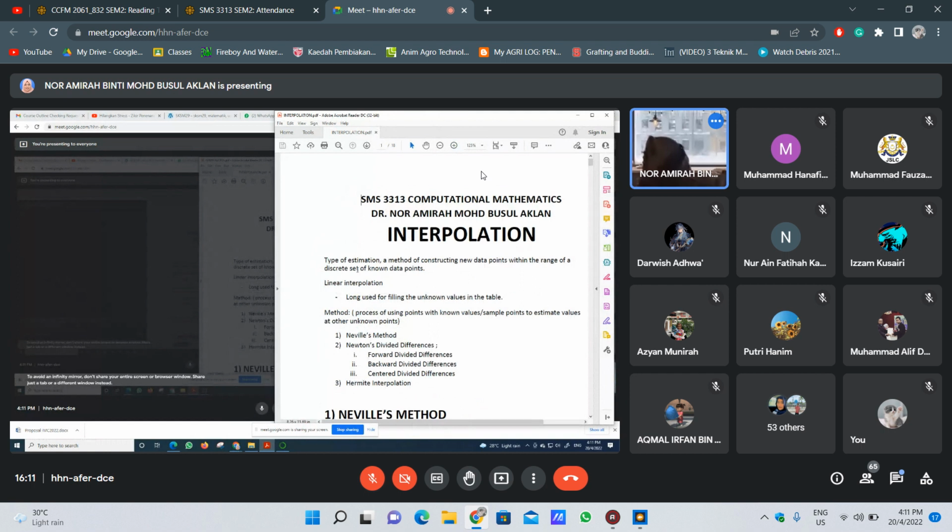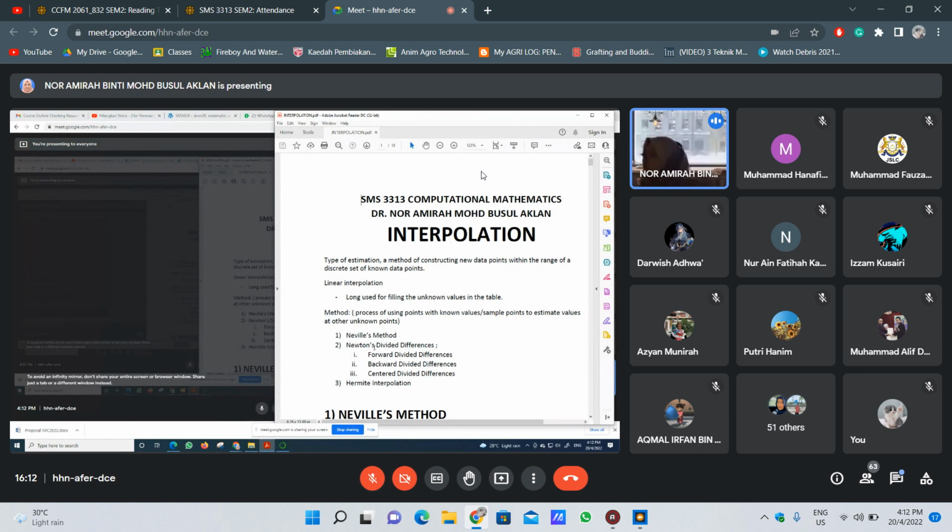Okay, dah. So, interpolation is actually a type of estimation, a method of constructing new data points within the range of a discrete set of known data points. Okay, so we learn about linear interpolation, to fill in the unknown values in the table. So it is the process of using points with known values, sample points. Make sure kalau kita nak buat interpolation tu, at least we have the known values ataupun sample points to estimate the values of the other unknown points.